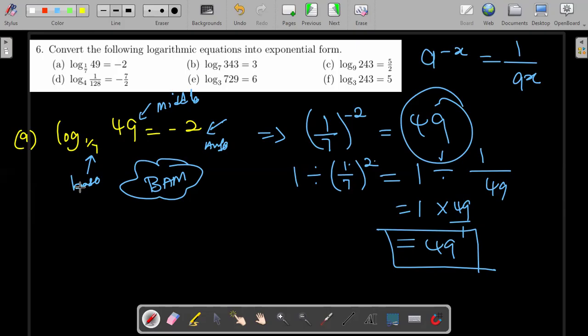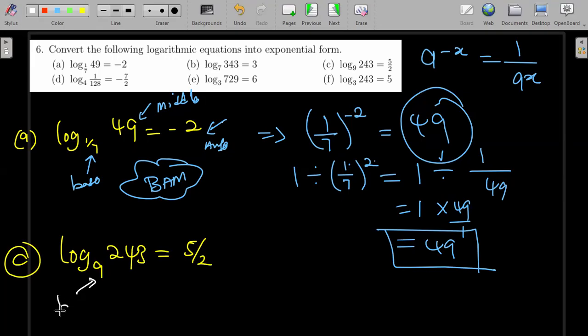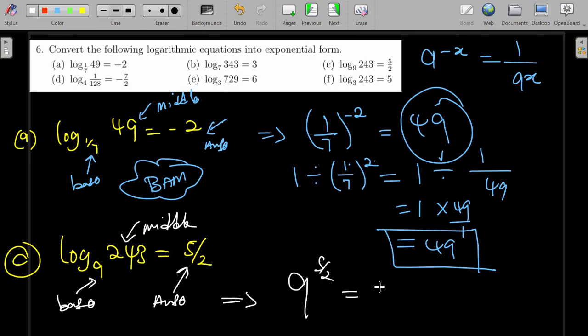So let's try to convert C. I've skipped B. So C is log base 9, 243 is equals to 5 over 2. So I want to convert this. Okay, so as usual, base, middle, answer. Okay, BAM, we follow it. Base to the power answer is equals to what is in the middle. Done. Okay, so any questions there?